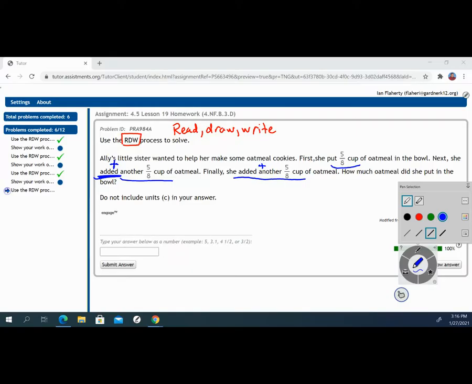It asks you not to put units. So I don't want you to put something like eighths cups or C. Just basically, what is the answer? That's all they want right now in our answer box. So this is a different problem than the one that you guys are going to have, but now I want to show you the steps. So that was read. The next part would be the draw.